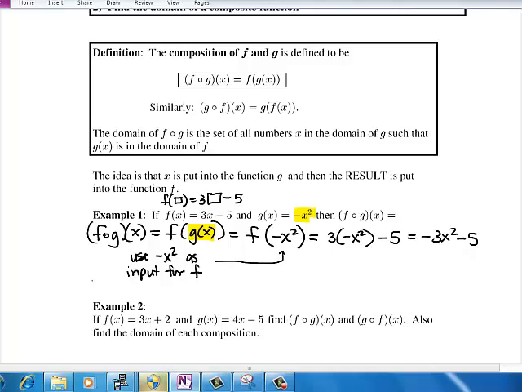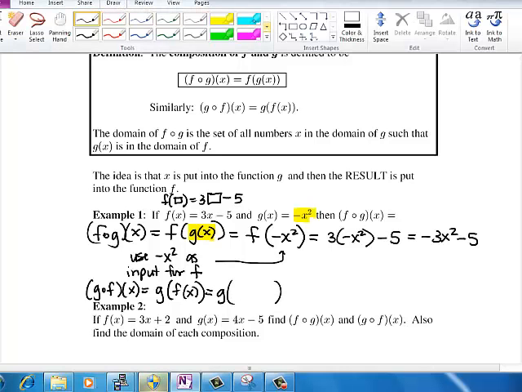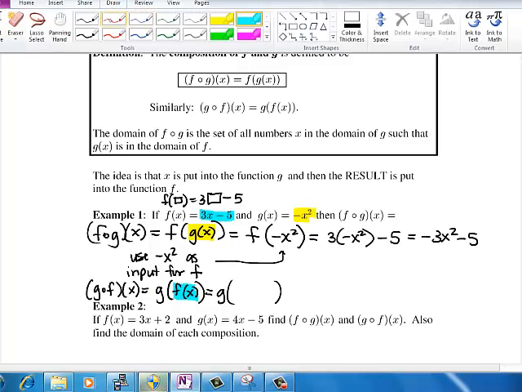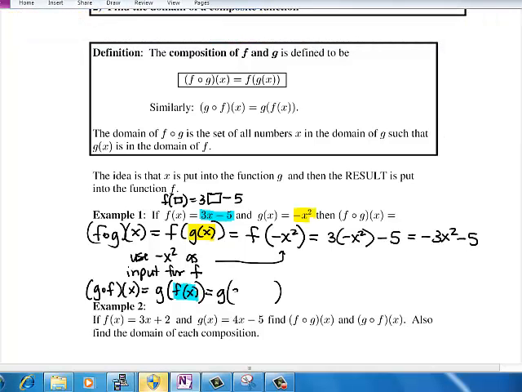Let's also do g circle f. If I want g composed with f instead, then when I switch to nested notation, f is on the inside, so we can think of that as happening first. First x goes into f, and what happens to it? We leave g written as g, but we replace f of x with 3x minus 5 as the new input for g. So g of 3x minus 5.